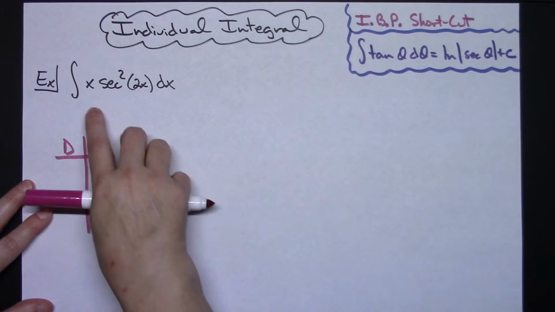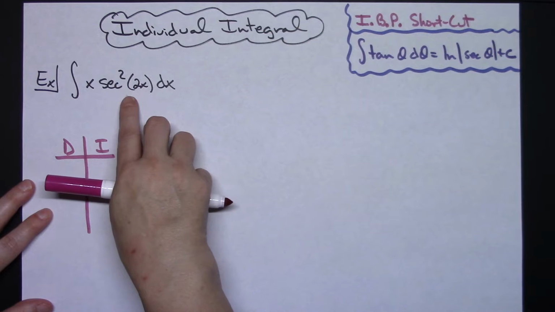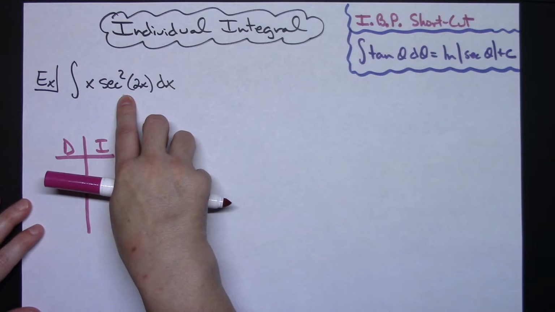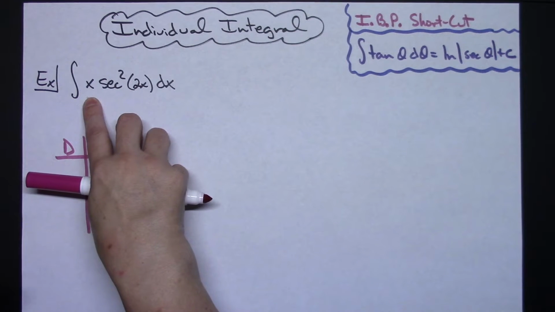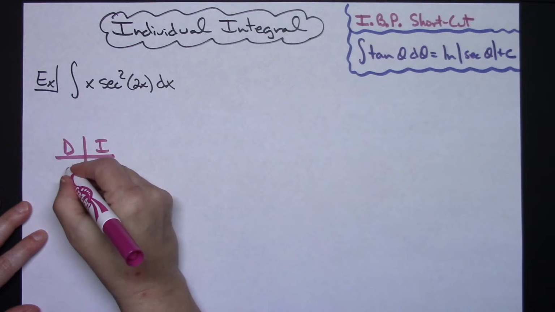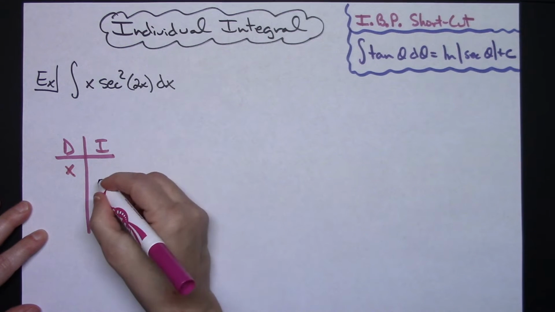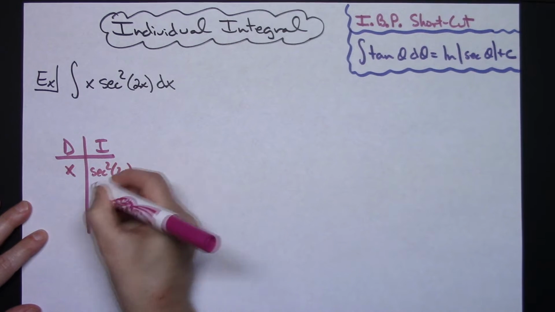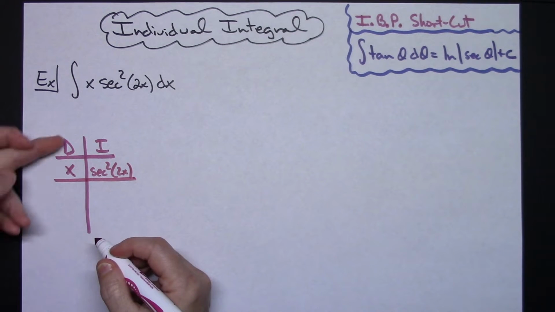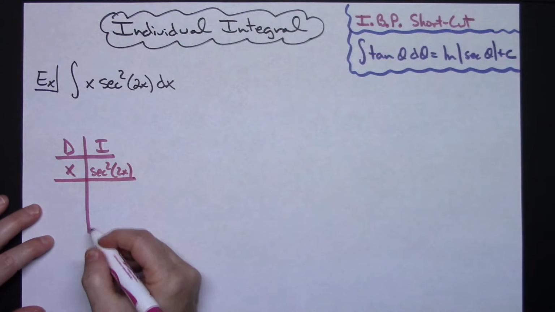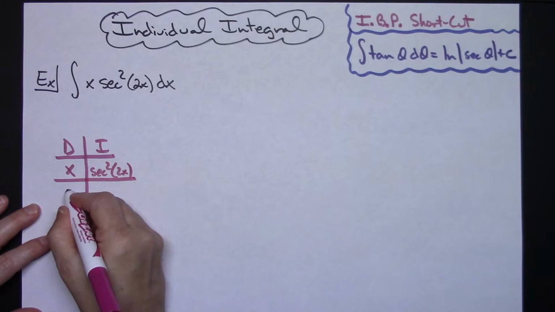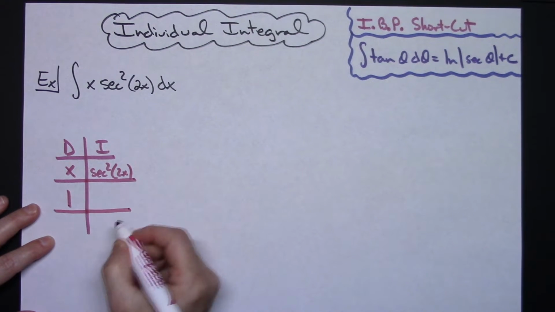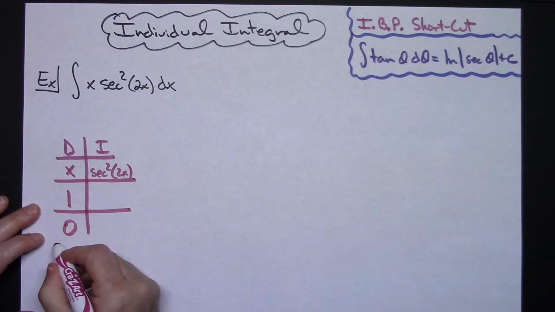So looking at this, this one is going to be a little bit more challenging to integrate. This one I'm going to be able to take the derivative really easily, so I'm going to let my derivative be x, and then in my integral column I'm going to have secant squared of 2x. Now I'm going to run down this derivative column. Taking the derivative of x, I'm going to have a 1. And then taking the derivative of 1, I'm going to have 0.